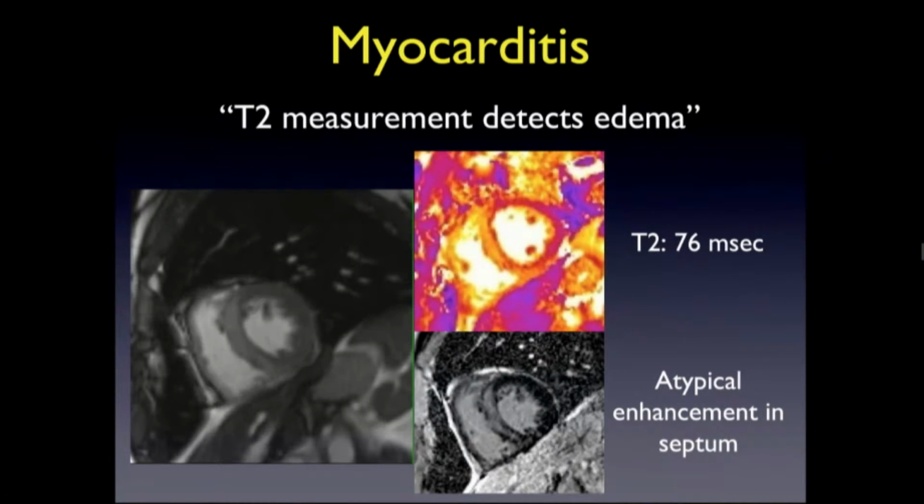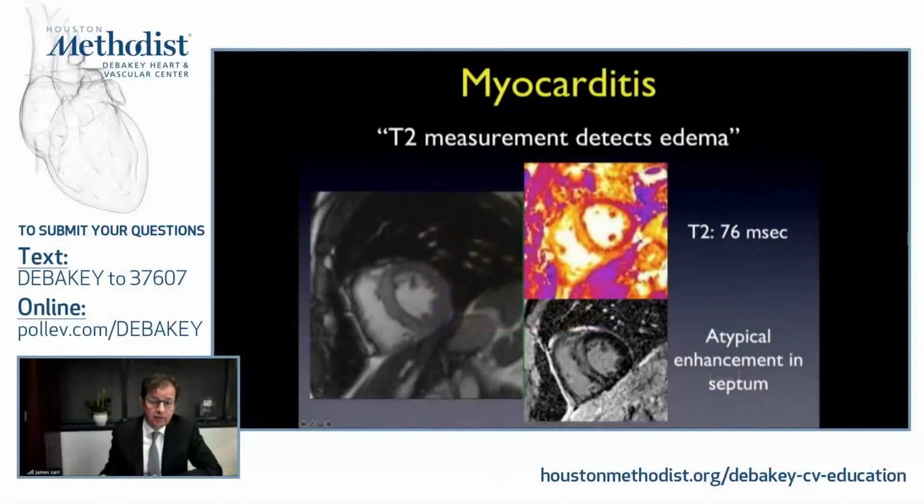And this is just an example of a giant cell myocarditis. For those of you used to looking at cardiac MRs, you'll see the abnormal motion here in the septum on the cine image. Here's the late gadolinium enhancement, which shows mesocardial enhancement in the septum. And this is an unusual location for myocarditis enhancement. Most myocarditis tends to occur in the lateral wall, but this is pretty typical of giant cell myocarditis. This was proven by biopsy.